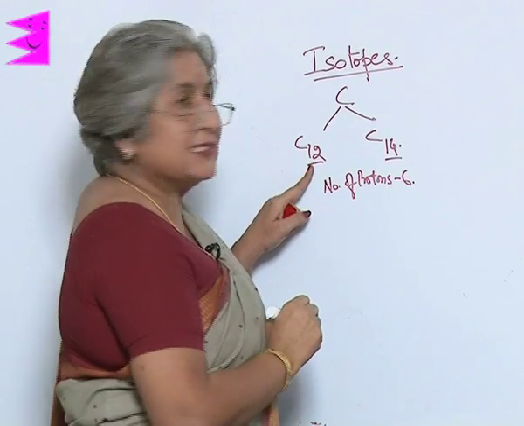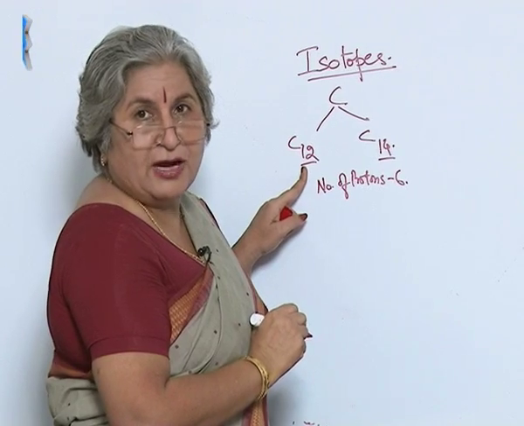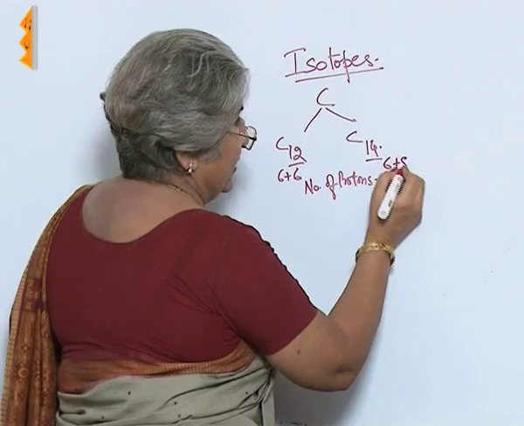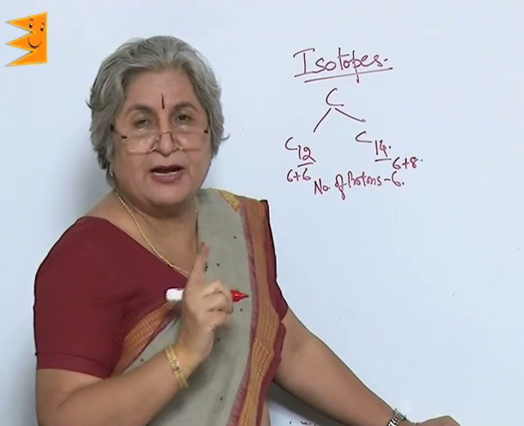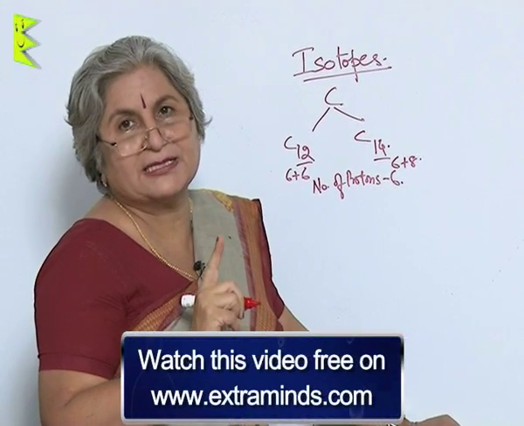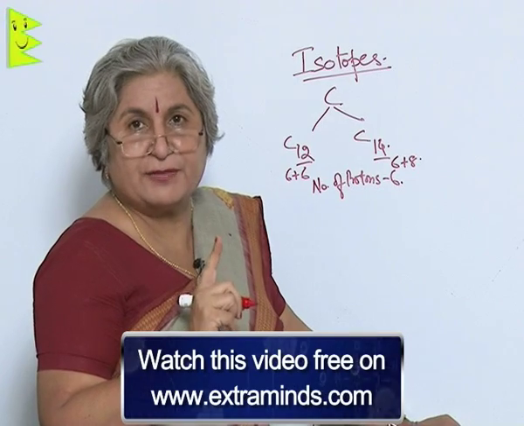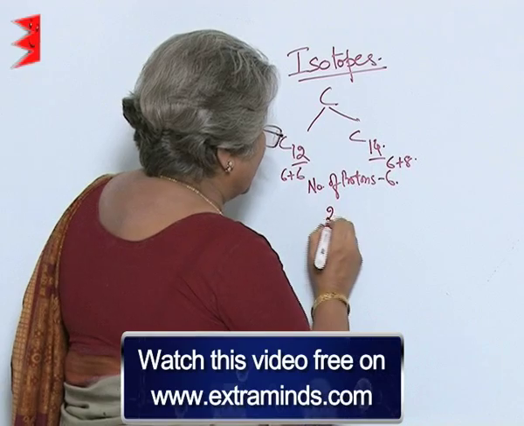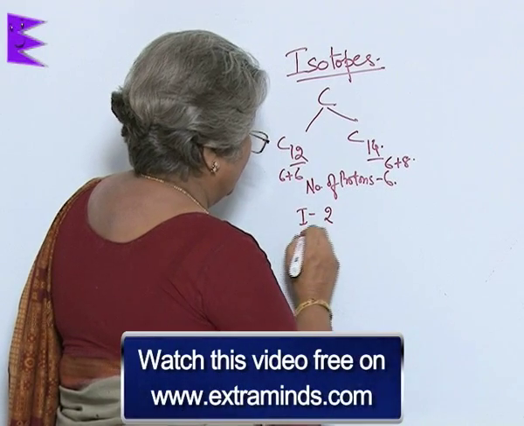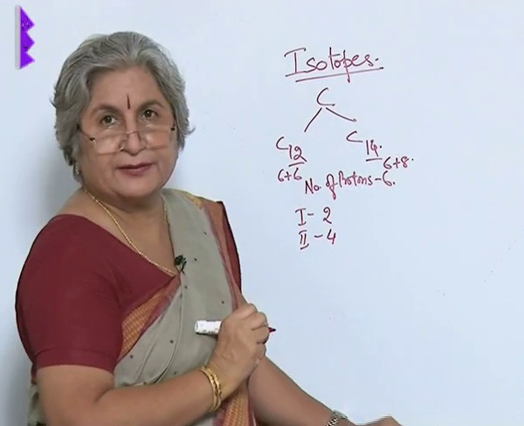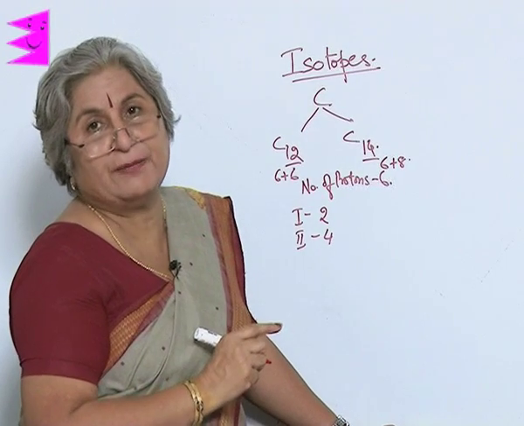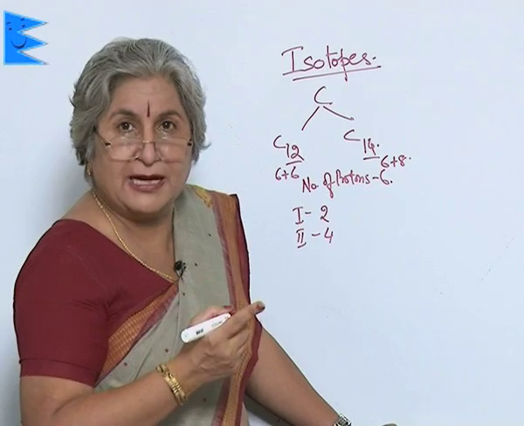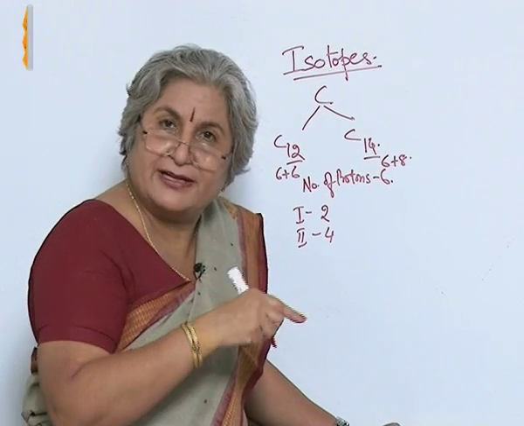That means in C12, the number of neutrons is 6 and in C14 it is 8. But the number of electrons remains the same, that is 6. So the valency will also be the same: 2 electrons in the first shell, 4 in the second. And carbon has this unique property that it neither gains electrons nor loses electrons, it does something else, it shares.